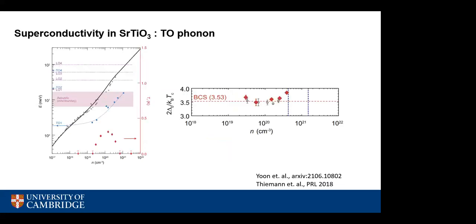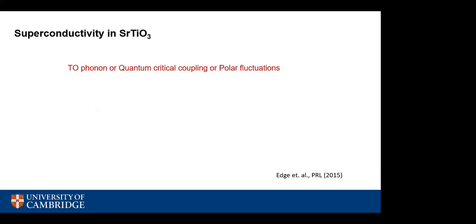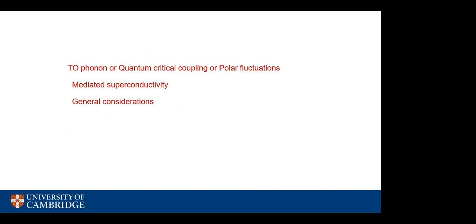And there are some reasons why one should think about that. Partly because the superconductivity shows a very BCS-like feature, where the gap to Tc ratio follows this BCS prediction. So that gives you an indication that maybe not trying to use this anti-adiabatic limit, and still trying to use this adiabatic limit where you can still justify some sort of retarded picture, is a better approach. As I said, I'm just going to talk about some general considerations with this TO phonon mechanism.